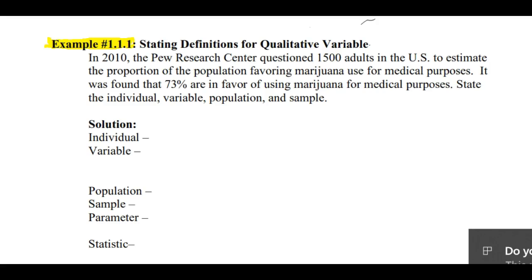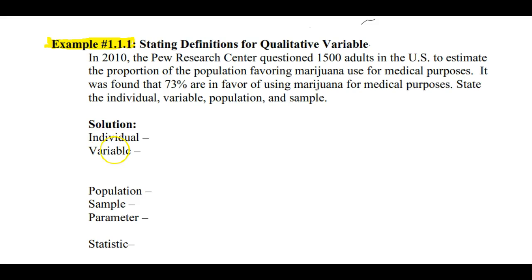So let's look at some examples. So example 1.1.1, stating definitions for a qualitative variable. So in 2010, the Pew Research Center questioned 1,500 adults in the U.S. to estimate the proportion of the population favoring marijuana use for medical purposes. It was found in that study that 73% are in favor of using marijuana for medical purposes. State the individual, variable, population, sample, parameter, and statistic.